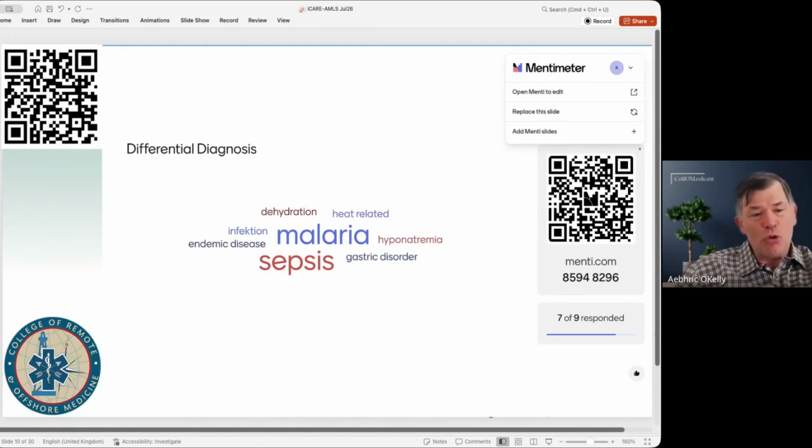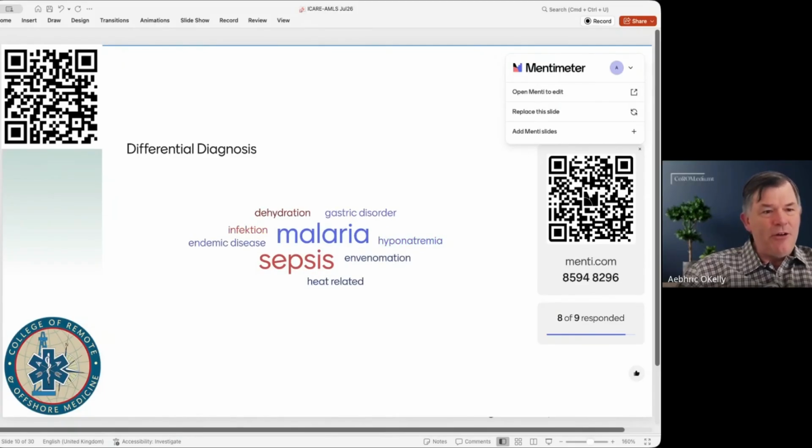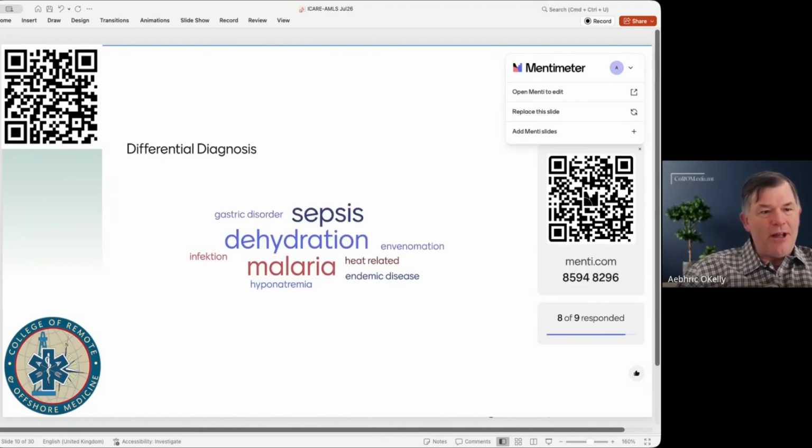A gastric disorder could be a GI issue. We have to ask if anyone else in this camp has had the same thing. So infection, definitely, because we have temperature, don't we? So we need to add all of these to our differential diagnoses.